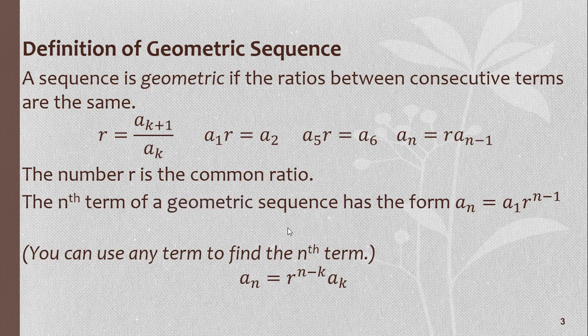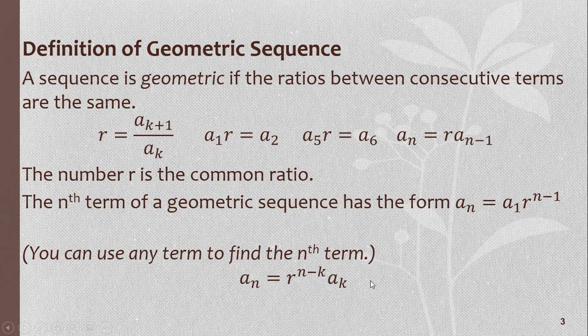The nth term of a geometric sequence has the form a sub n is equal to a sub 1 times r to the n minus 1 power. So that tells me that if I know the first term of a sequence and I know the ratio, I can multiply that first term by the ratio n minus 1 times to get the nth term. Now you can use any term to find the nth term using this formula. So if I know the kth element in the sequence is a sub k, I can multiply it by the ratio n minus k times, and that'll give me the nth term.